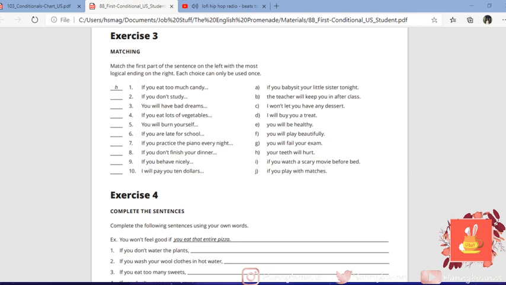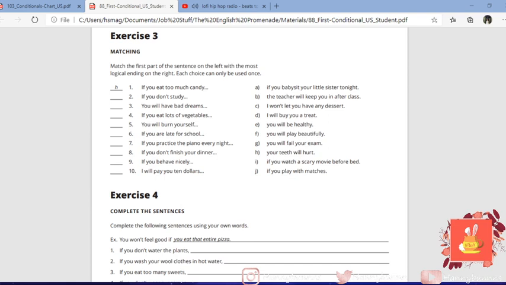Number one is H. If you eat too much candy, your teeth will hurt. Two is G. If you don't study, you will fail your exam. Three is I. You will have bad dreams if you watch a scary movie before bed, which is why I don't like watching scary movies. Four is E. If you eat lots of vegetables, you will be healthy. Number five, J, you will burn yourself if you play with matches.